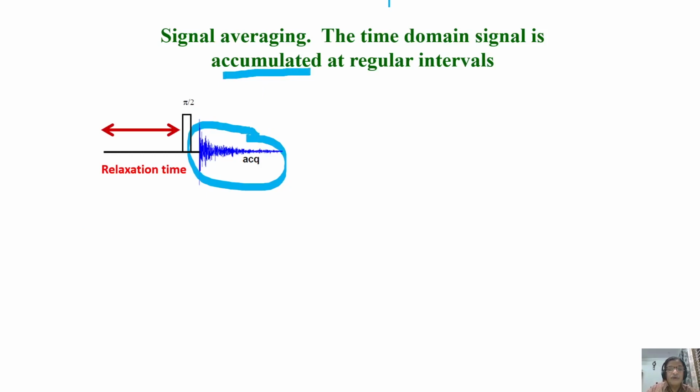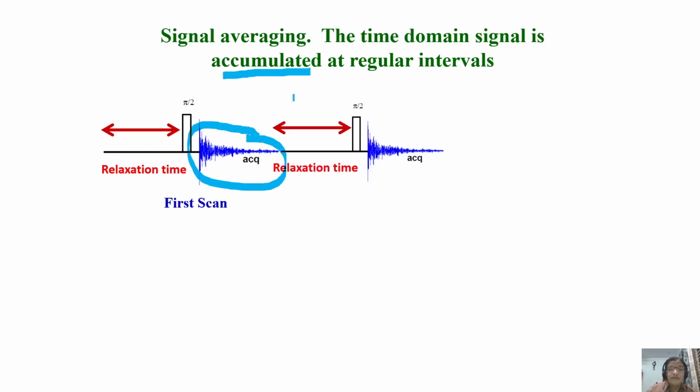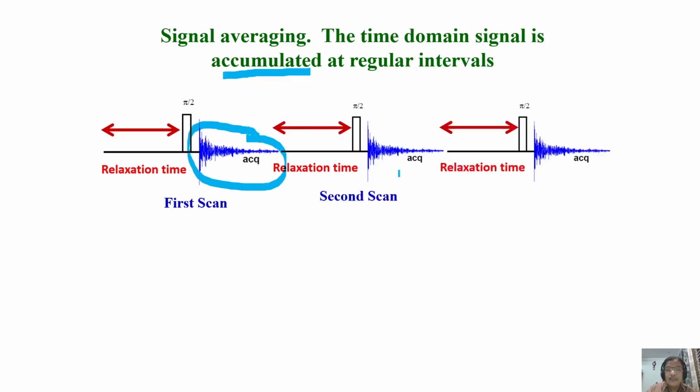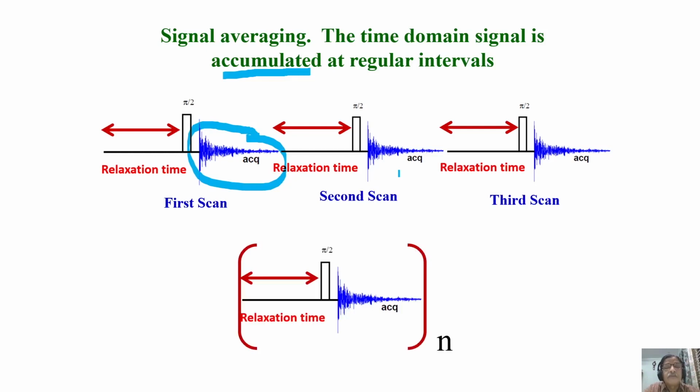So what you will do, this is the first scan, and afterwards wait for some time, and then send a second radio frequency pulse, acquire the signal. Then after some time, send a third radio frequency pulse, acquire the signal. So what you will be doing? Same one-dimensional experiment of sending the pulse and acquiring the data, you are repeating n number of times. And n number of times, you will be co-adding the data.